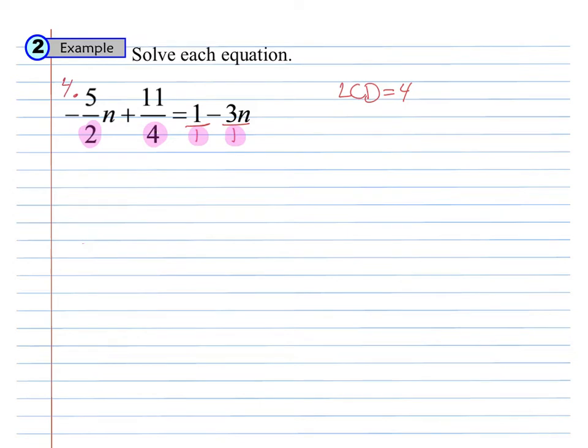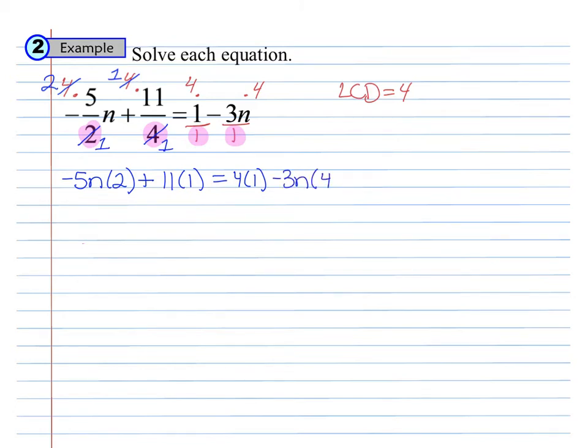So I'm going to multiply this by 4, the next fraction by 4, the next one, every single piece by 4. Now I'm going to reduce the red 4's with my denominators that are highlighted in pink. So 2 goes into itself once, 2 goes into that 4 twice. So now I have negative 5n times that 2, plus 4 goes into itself once, 4 goes into that 4 once. So now I have 11 times that 1 that was left over is equal to, the 4 and the 1 don't reduce, so I just have 4 times 1, plus, not plus, minus 3n times that 4, because again, that 4 and the 1 don't reduce.